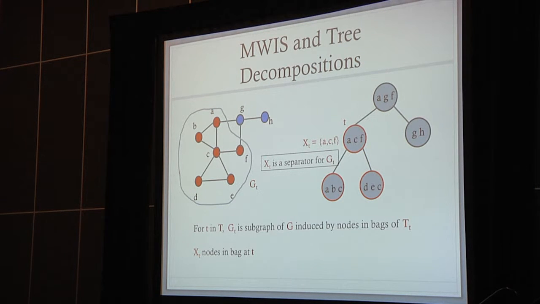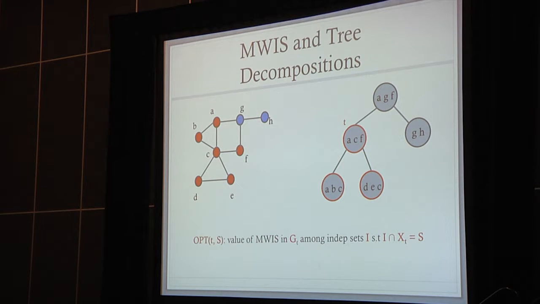So following the idea for trees, we can define the following quantity. Opt T,S is the value of the maximum weight independent set in this graph GT, these red nodes, among independent sets I such that I intersection XT is exactly S. So here is an example. I want to compute at this node T, opt T of the set A. What does it mean? Among all independent sets in GT, give me the independent set value such that the intersection with this bag is exactly A. So I have to include A, and I don't want to include C and F, because that's the definition. If I include A, I cannot include B, and I could choose D or E, and it turns out opt A,T is 2.